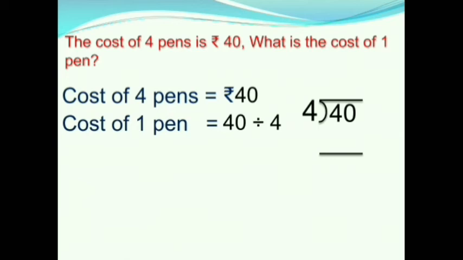Yes, 4 tens are 40. Write 10 in quotient place. Write 40 below the 40. Now we should subtract 40 from 40. 40 minus 40, 0. Therefore, cost of 1 pen is 10 rupees.